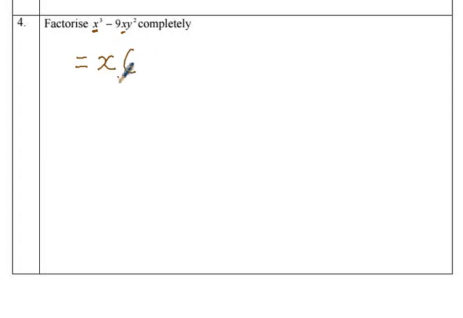I open brackets. Now that I have x to power 1, here I'll write x to power 2. So that when I say x times x to power 2, I go back to x to power 3. Okay, this x is to power 1. When you multiply numbers with the same base, we add the powers. All right. Then minus, since I put brackets here, then here I write 9y squared. Fine.